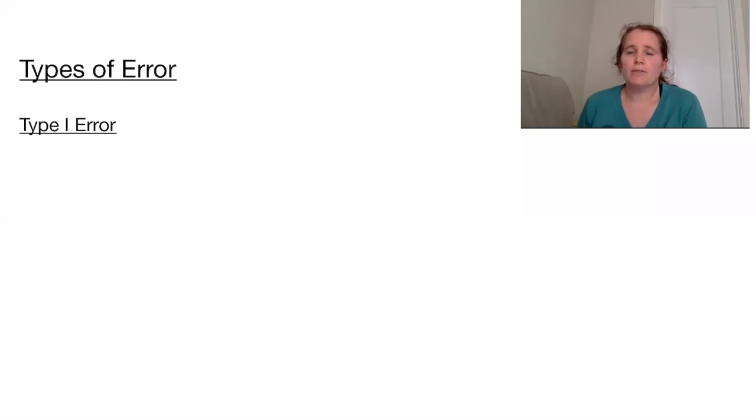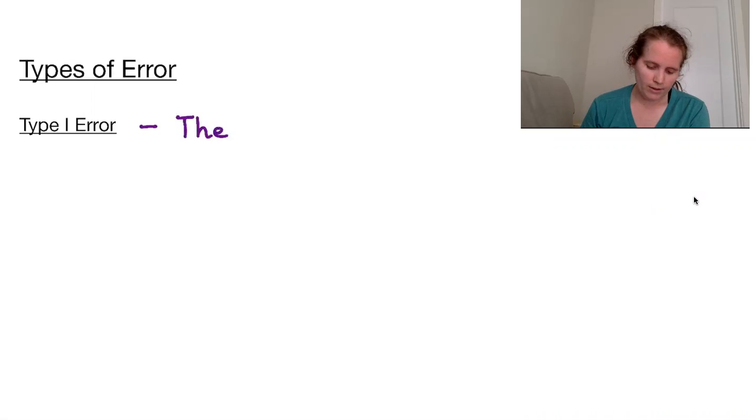Welcome to types of error. So there are essentially two ways that a hypothesis can go wrong. In type 1 error, the null hypothesis is actually correct.